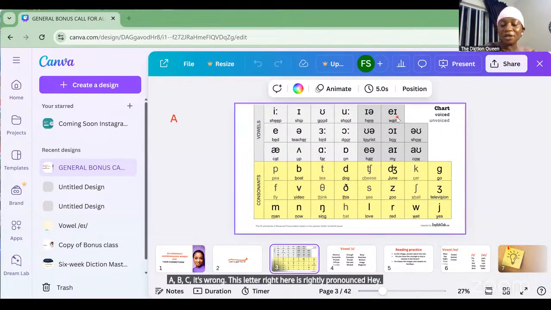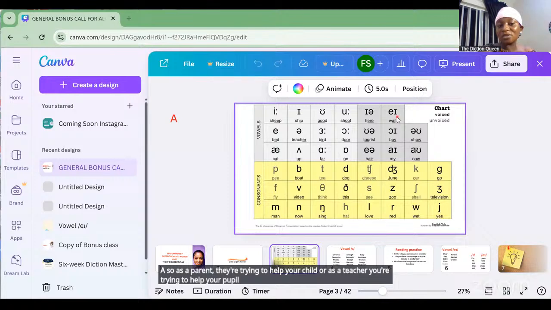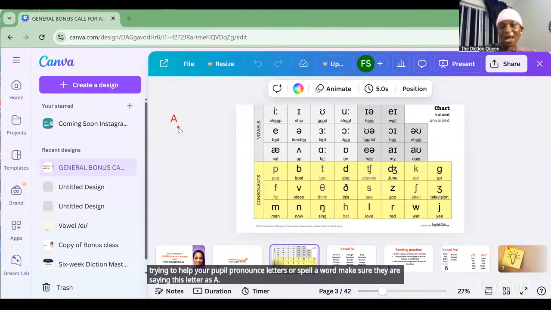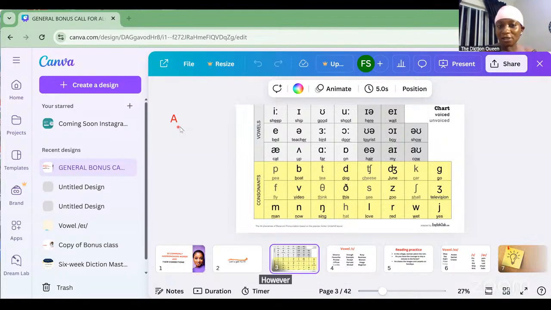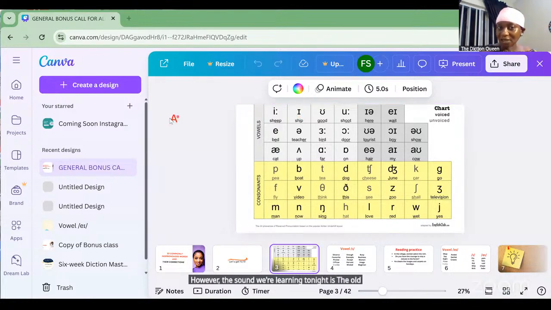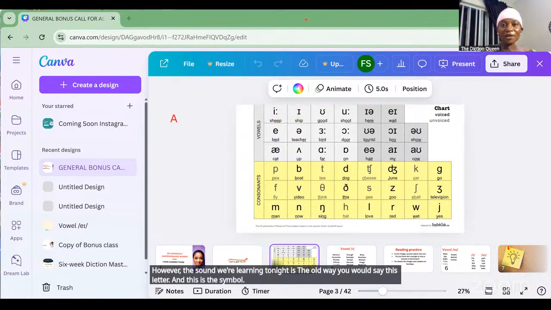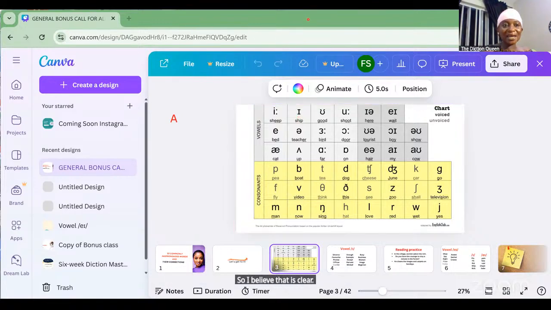So as a parent, you're trying to help your child, or as a teacher, you're trying to help your pupil pronounce letters or spell a word, make sure they are saying this letter correctly. However, the sound we're learning tonight is this one, and this is the symbol. So I believe that is clear. Let's get to it.